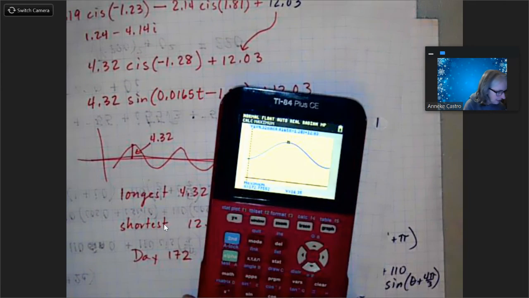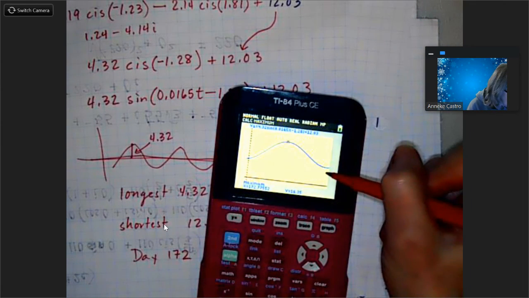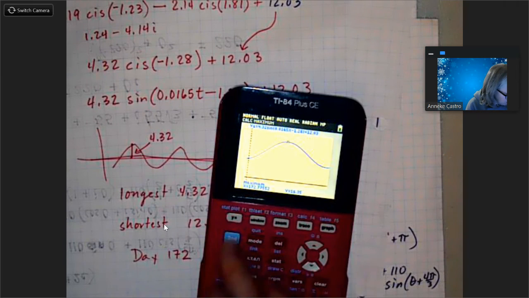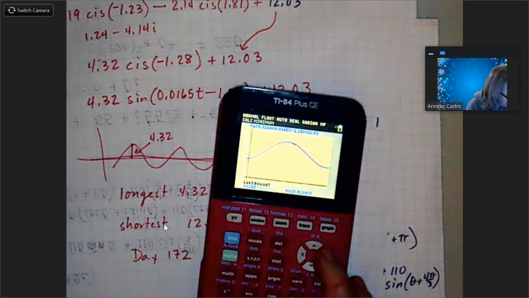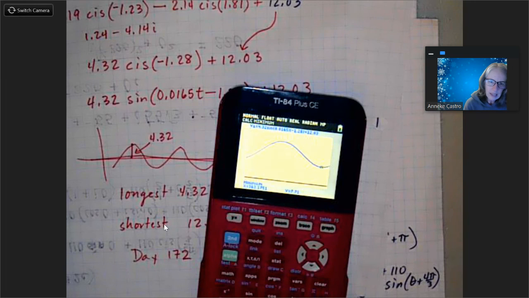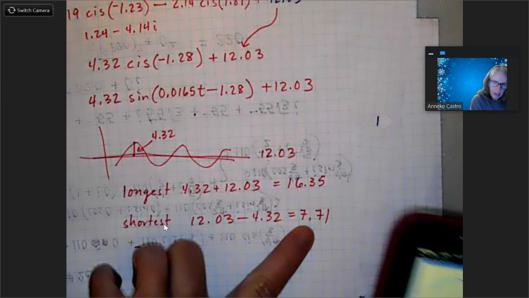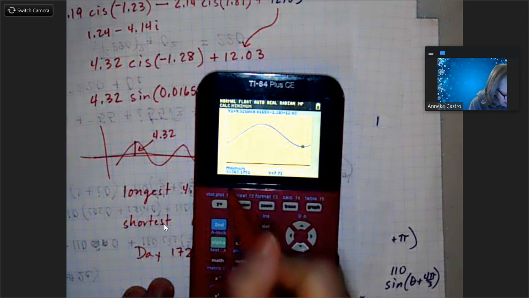And then when is it going to be at its lowest? It looks like it's lowest over here. So I'm going to do second trace again, and I want the minimum. I might want to change my window a little bit so I can get both sides of it. Oh, look, it let me just scoot it over. That was nice of it. It tells me that the minimum value is going to be 7.71, which again, I had figured out by hand. And it tells me that that's going to happen on day 363.